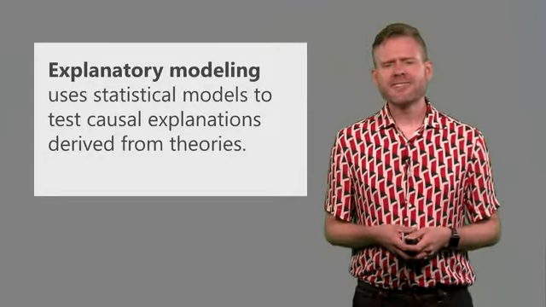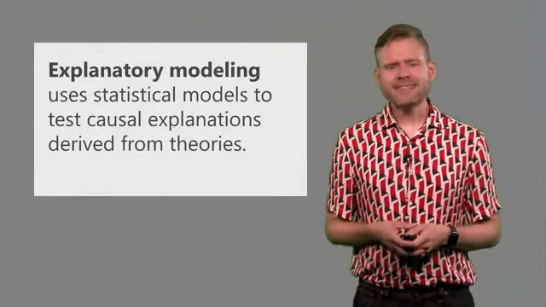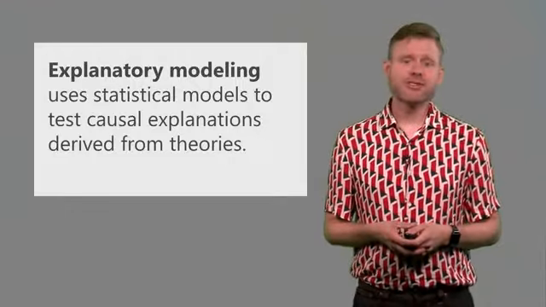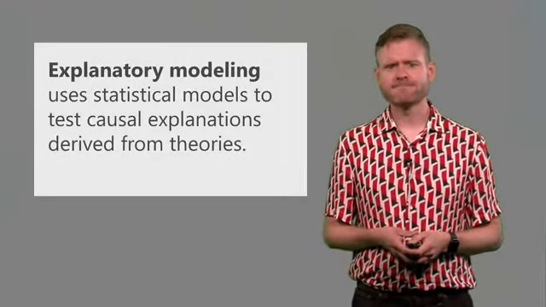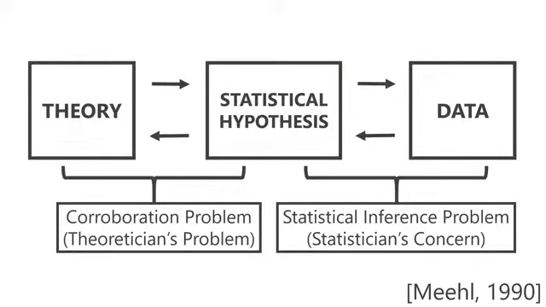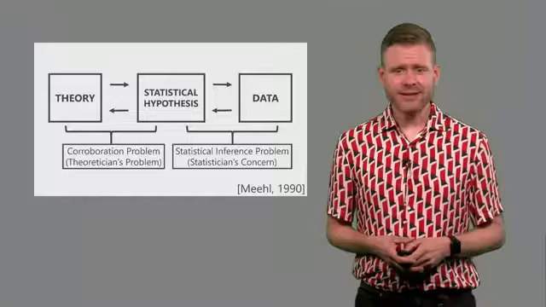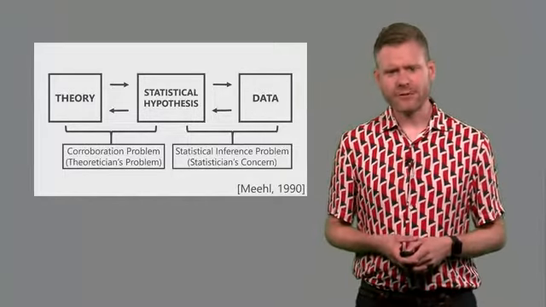We can also focus on explanatory modeling. In this case, we use statistical models to test causal assumptions or explanations that we derive from theories. Explanatory modeling typically starts with a theory. From this theory, we derive a statistical hypothesis, and on this basis we try to collect some data from which we draw statistical inferences and then eventually theoretical inferences.